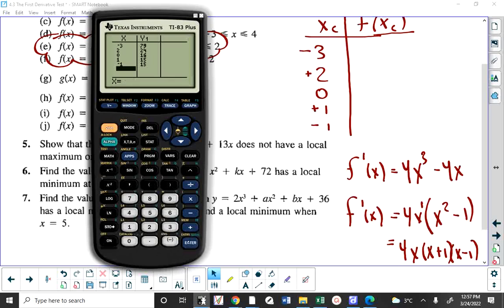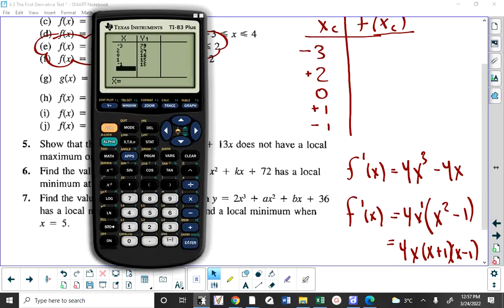The largest value of y I get is 79, so the absolute maximum of the function is 79. And that occurs when x is negative 3, in other words, at the beginning of the function. The lowest point we get is 15. So the absolute minimum is 15, which happens to occur in 2 places.